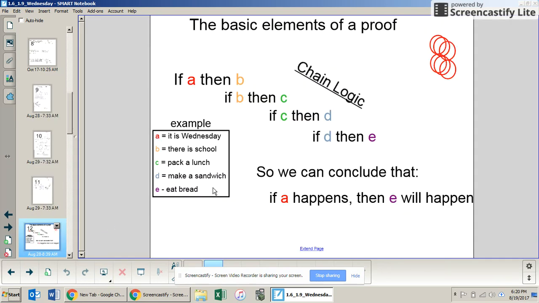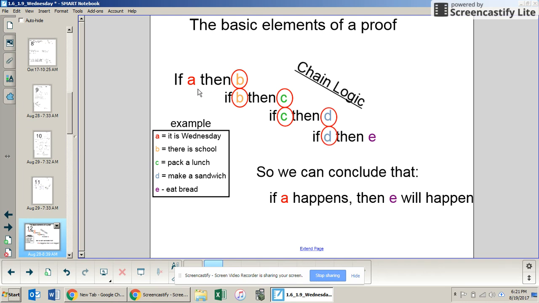Okay, so the basic idea of proof is this idea of chain logic. We have a conditional statement, if A, then B, tied with another conditional statement, if B, then C, and then if C, then D, and if D, then E, et cetera. We call this a chain of logic because we're able to chain together the conclusion of one statement with the hypothesis of the other.